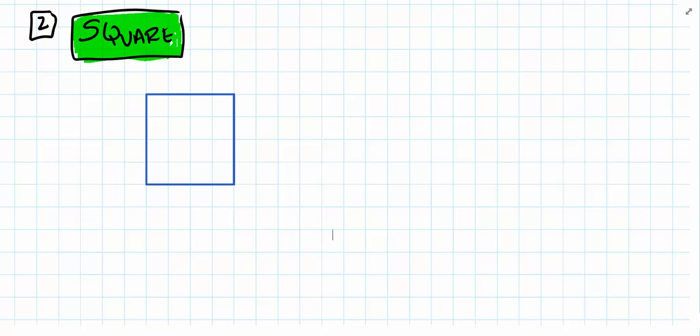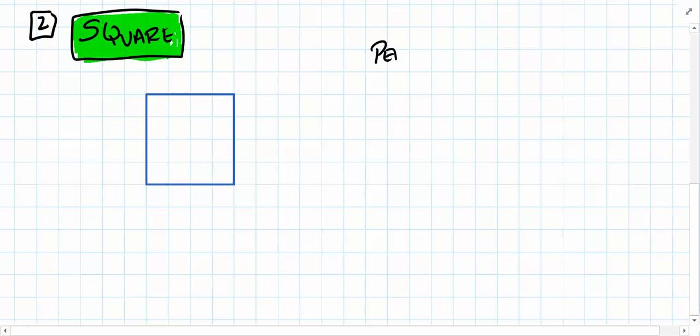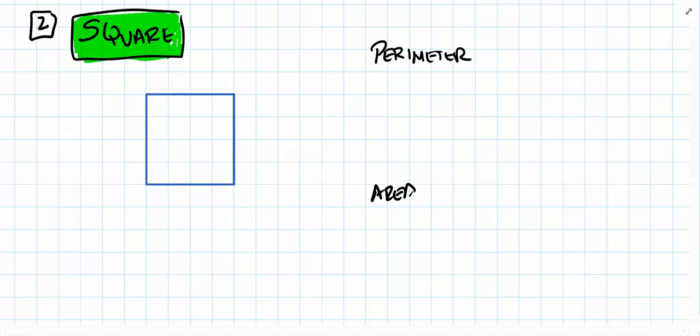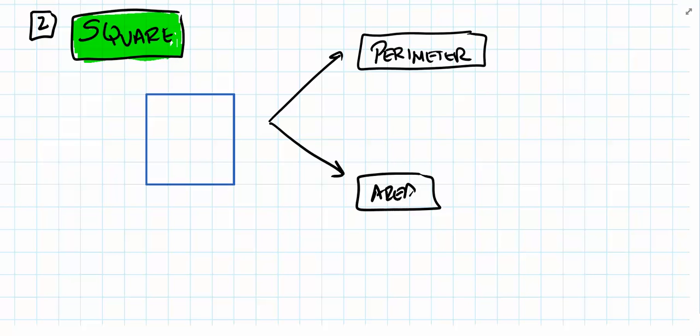Okay, so check this out. We have a square here. We're going to talk about two things from the square. We're going to talk about the perimeter, and we're going to talk about the area. Okay, here is our square. We're talking about area and perimeter for a square.